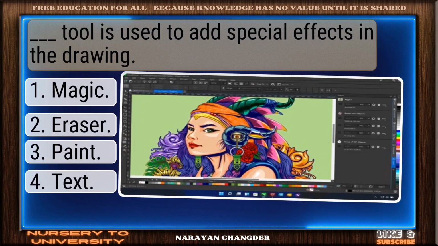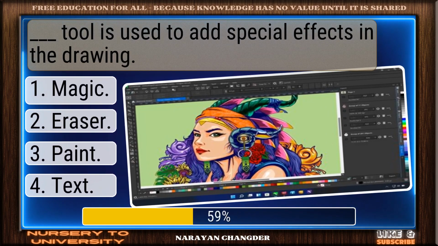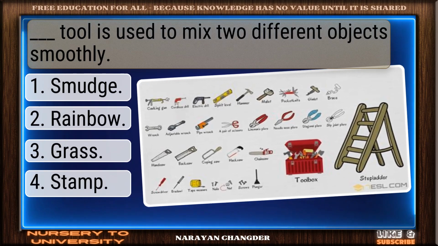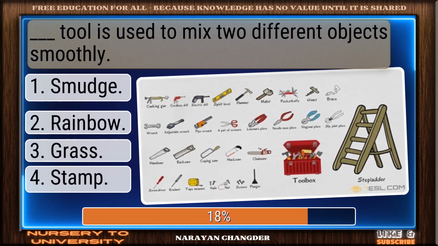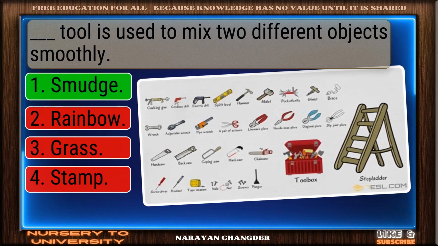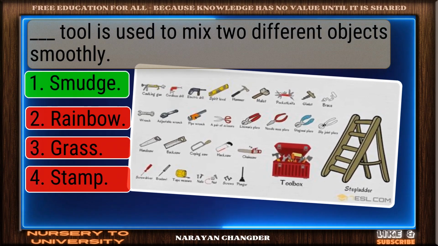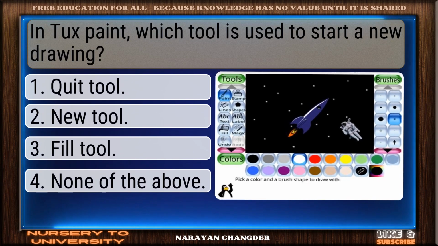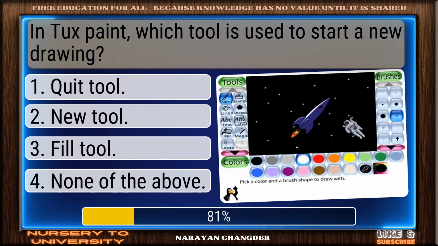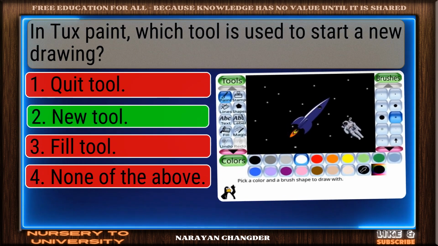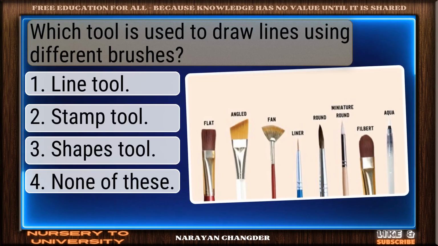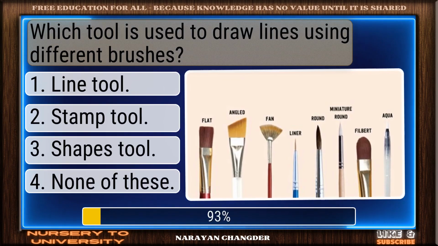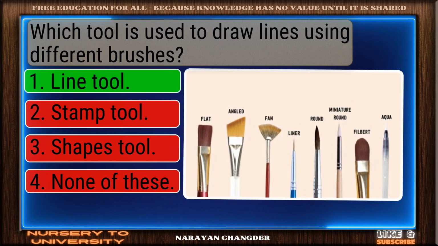Dash tool is used to add special effects in the drawing. On track. Magic is correct. Dash tool is used to mix two different objects smoothly. Well reasoned. Smudge is correct. In Tux Paint, which tool is used to start a new drawing? Smart move. New tool is accurate answer. Which tool is used to draw lines using different brushes? Bravo. Line tool is the answer.